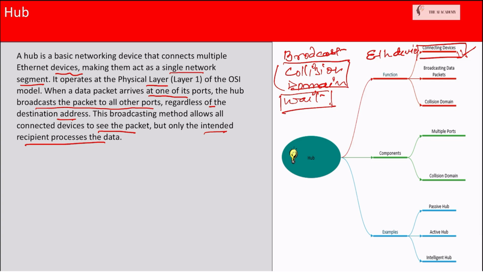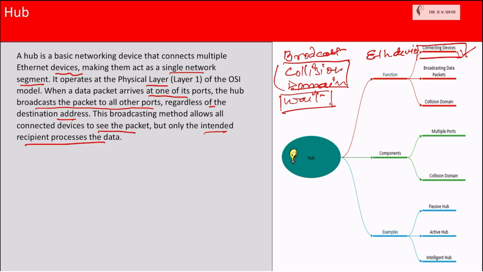Understanding the components of hubs helps explain how they perform their functions effectively. The multiple ports: hubs come with multiple Ethernet ports to connect various devices within a network segment. Each port typically corresponds to an Ethernet interface, allowing wired connections using Ethernet cables. The number of ports on a hub can vary, with common configurations including 4, 8, 12, or 24 ports.